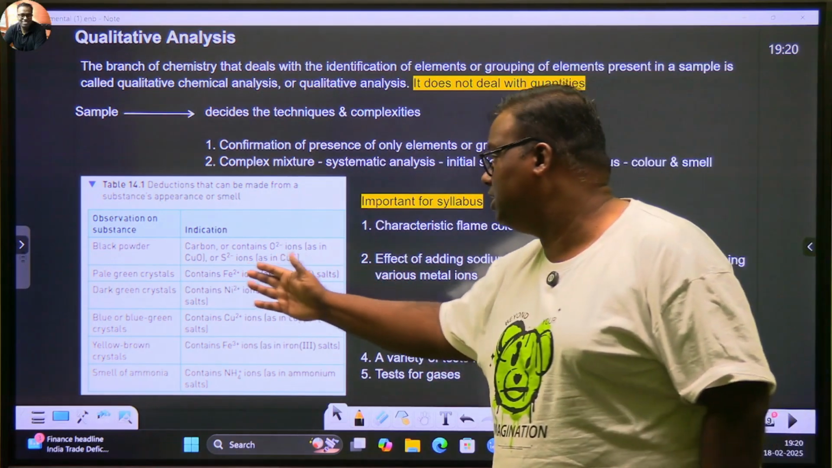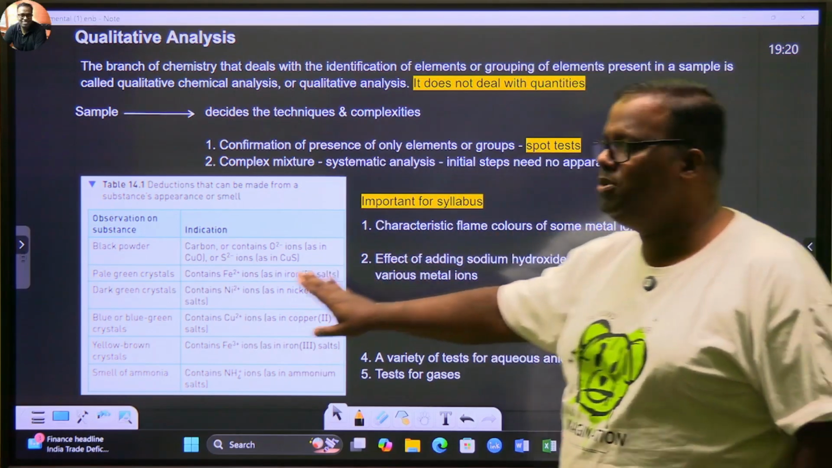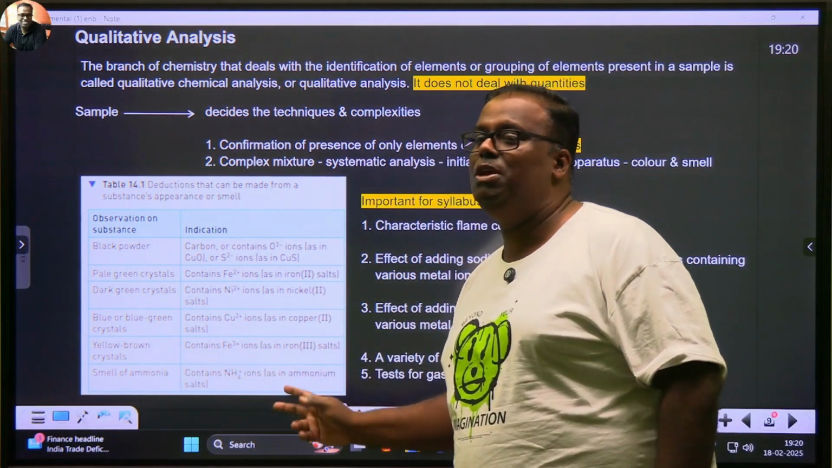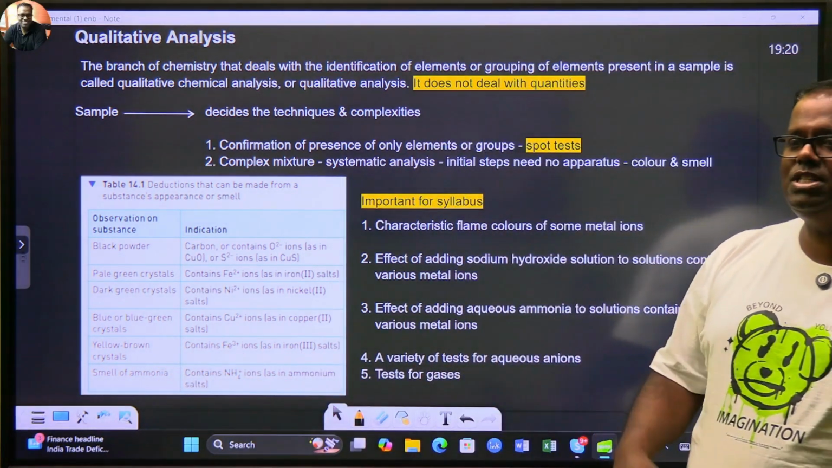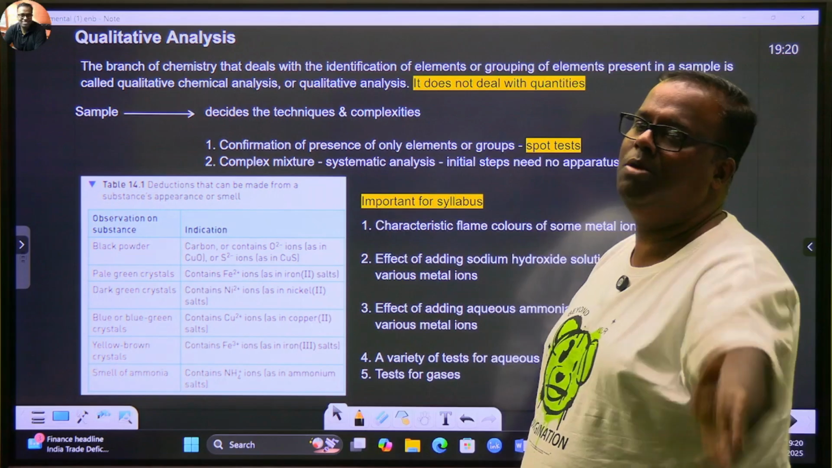This is spot test in the form of color. Not that much significant for you. Here, if something is significant, it is this one, smell of ammonia. They might give a statement like, on heating the salt, fumes of ammonia were smelt. That means ammonium ion is present.